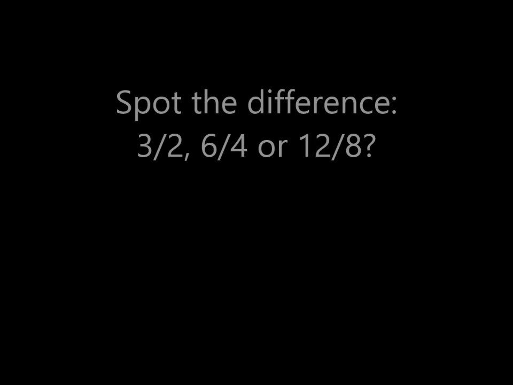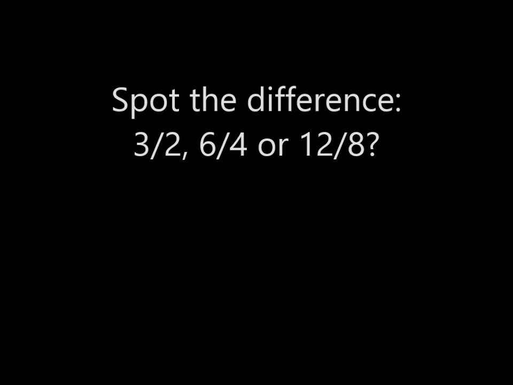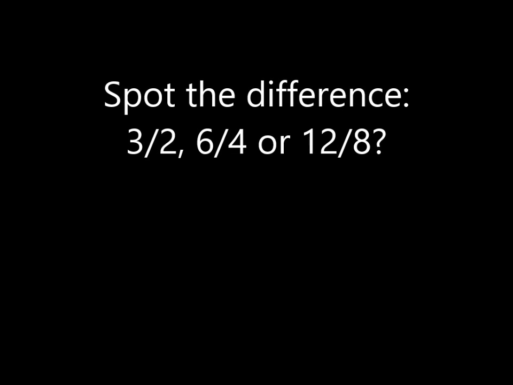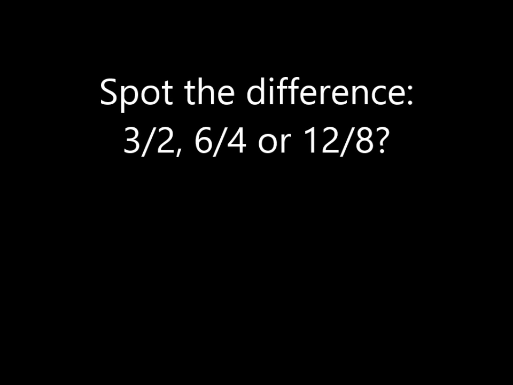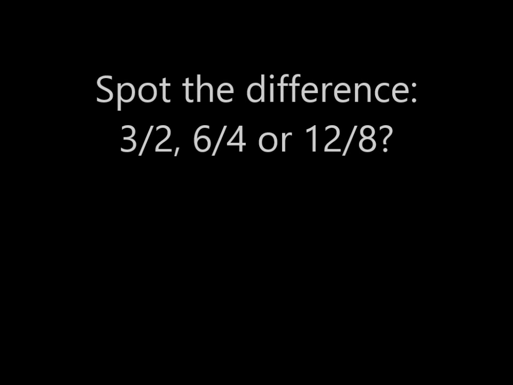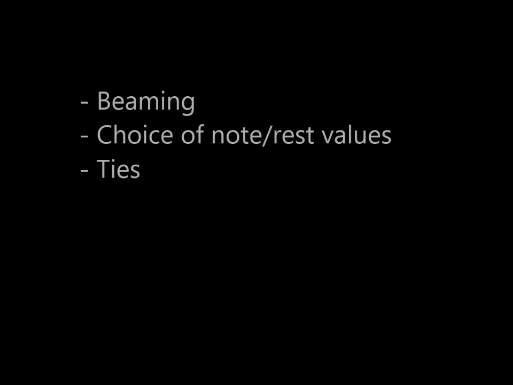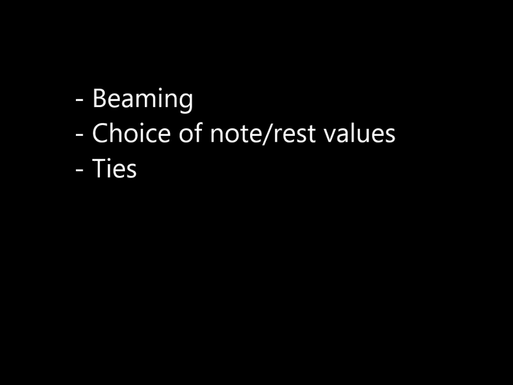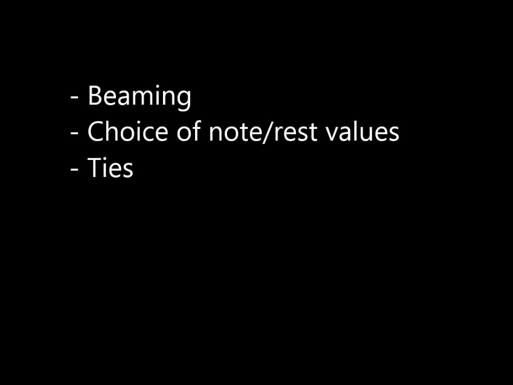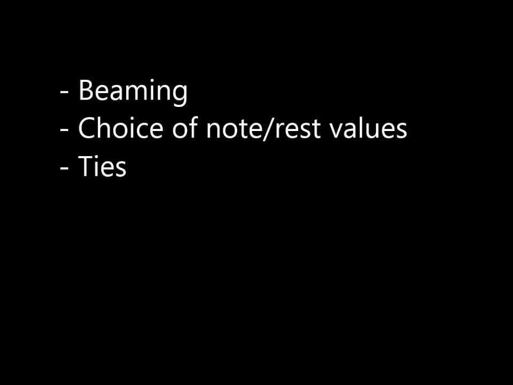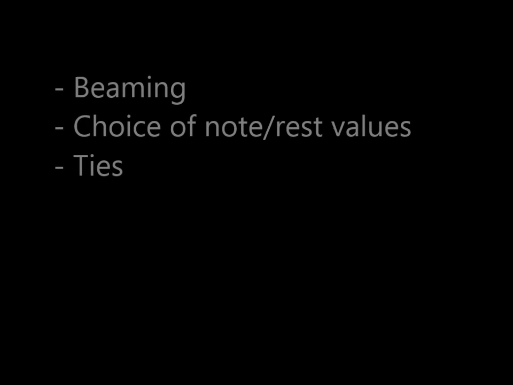There are lots of time signatures that seem to overlap. They have the same overall number of notes per bar. For example, take 3/2, 6/4 and 12/8. If you count up the number of quavers in each bar, there are 12 in all of them. So how can you tell the difference between these 3 time signatures? Well, the answer lies in the way that notes are grouped together. You need to look at beaming, which means the way that quavers, semiquavers and smaller notes are grouped together. You need to look at the particular choice of note or rest value, and also at ties for clues.